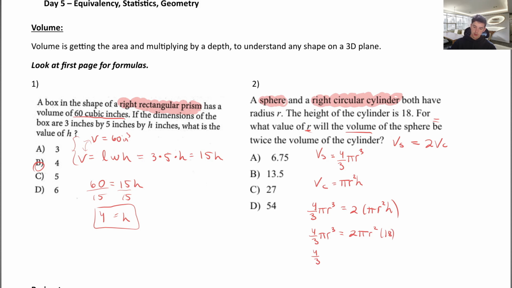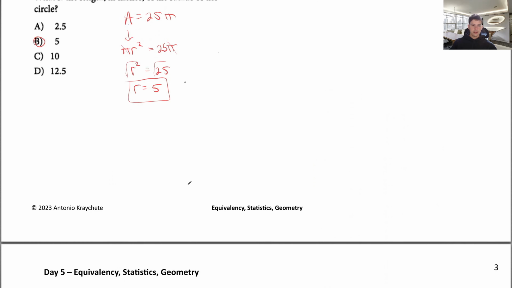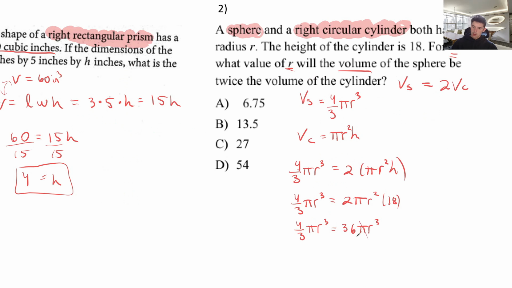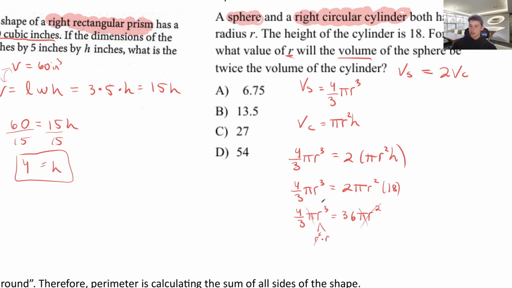So that's 4/3 pi r cubed equals 2 times 18, combining like terms, 36 pi r squared. Again, just like in this question right here, I can cancel out the pi's. This is not cubed, this is a square, sorry. We can cancel all the pi's. We could cancel the r's as well, because r cubed equals r squared times r. So that cancels the r squared here with the r squared here, and the r is going to remain.